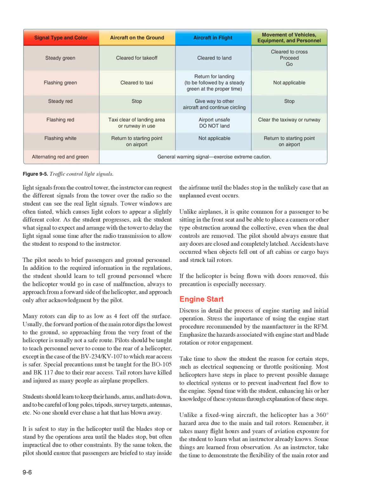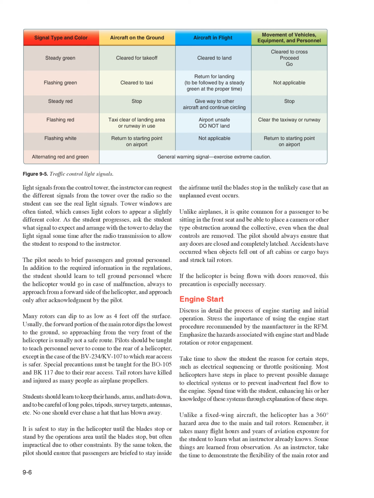Pilots should be taught to teach personnel never to come to the rear of a helicopter, except in the case of the BV-234 and KV-107, to which rear access is safer. Special precautions must be taught for the BO-105 and BK-117 due to their rear access. Tail rotors have killed and injured as many people as airplane propellers. Students should learn to keep their hands, arms, and hats down, and to be careful of long poles, tripods, survey targets, antennas, etc. No one should ever chase a hat that is blown away.